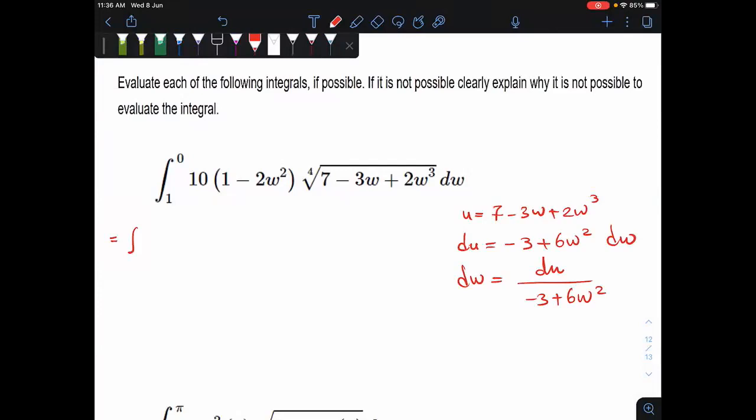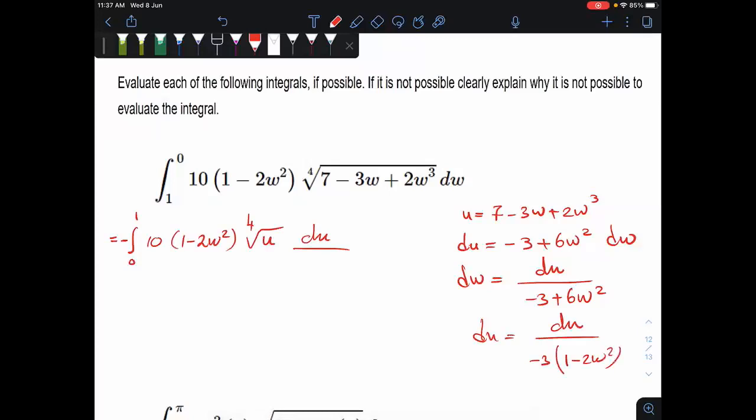And leave now the limits of integration, 1 and 0. We can put a negative and flip from 0 to 1. We can put a negative and flip the limits of integration. 10 times 1 minus 2w squared, the fourth root of u times du over. You know, guys, we can take -3 as a common factor, and we still have 1 minus 2w squared. So dw is du over -3 times 1 minus 2w squared. Now we can cancel 1 minus 2w squared out.